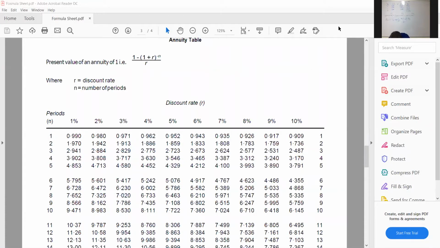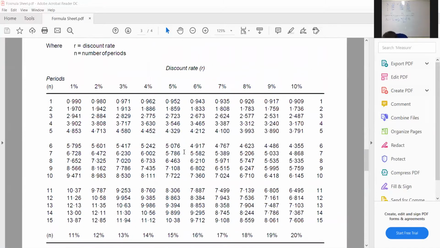People, you tell me, under the annuity factor table, 5%, 3 years, what's the number? Tell me, guys. How much is that? 2.723. What's the number, guys? It is 2.723.